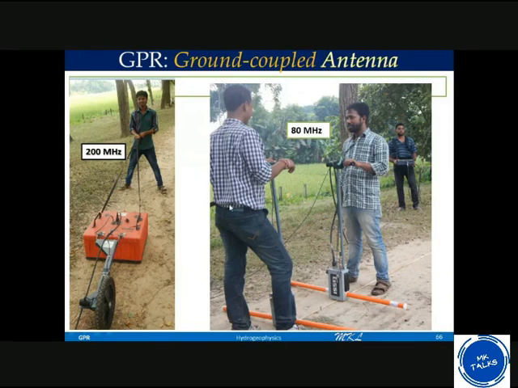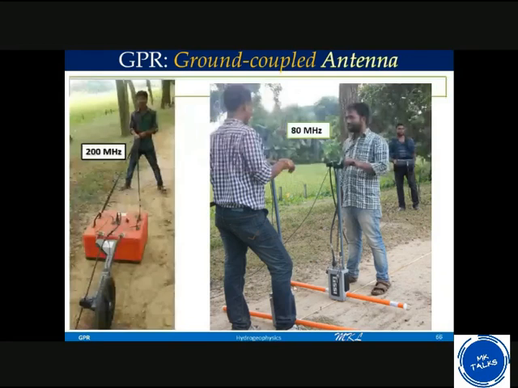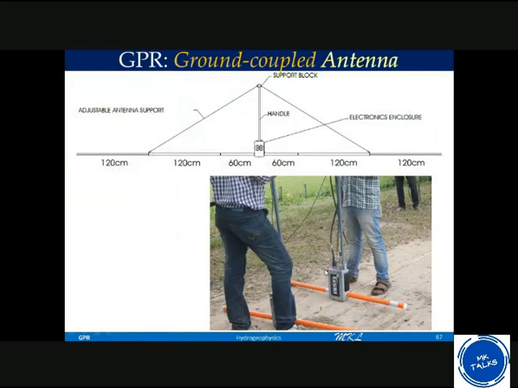This is 200 megahertz, and these are ground coupled, because you have to keep the antennas on the ground. Using this right-hand side system, you can use up to 16 megahertz frequency. We are doing 80 megahertz. 80 megahertz has less depth of penetration than 16 megahertz. If you want deeper penetration, you have to go for 16 megahertz.